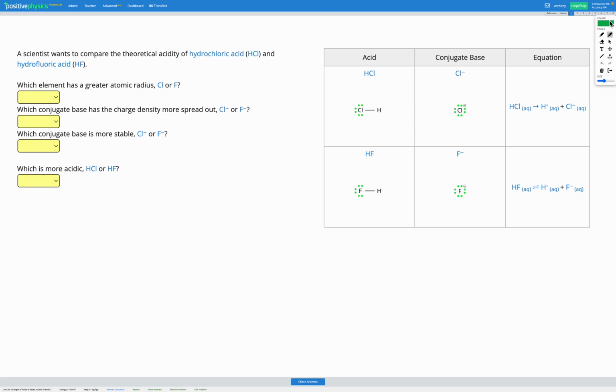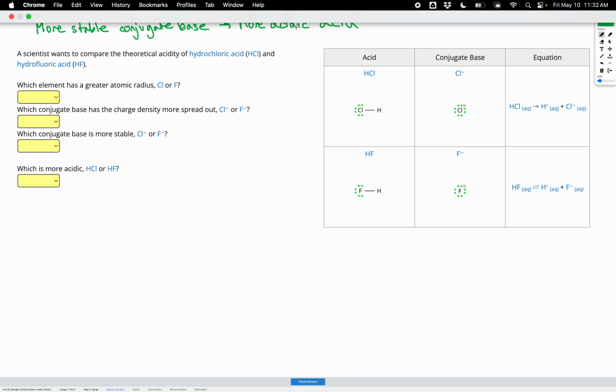In this skill, we're going to be comparing the structures of two acids to determine which one is going to be more acidic based on which one is going to have the more stable conjugate base. Remember, more stable conjugate base results in a more acidic acid because more of the acid is going to convert into that conjugate base.